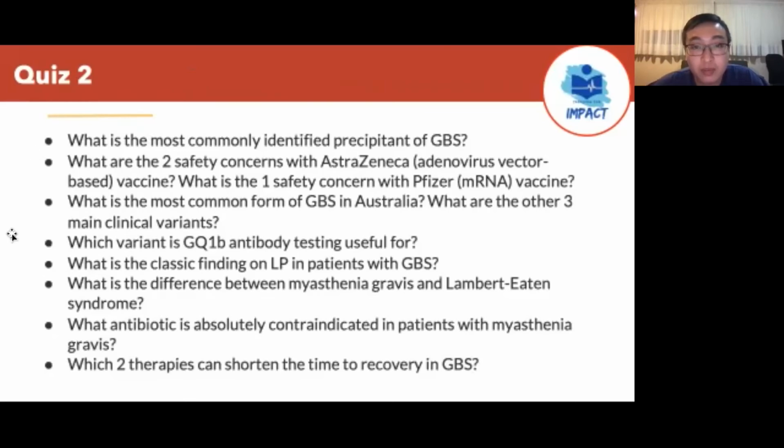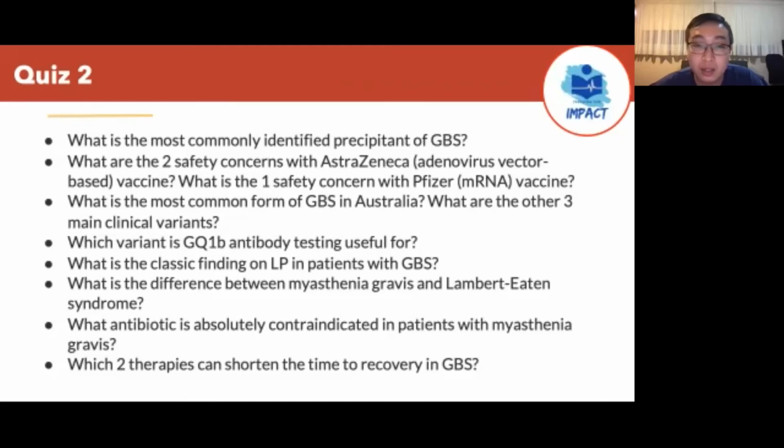Most commonly, so a couple of learning points there. So the most commonly identified precipitant of GBS is a viral infection, usually Campylobacter jejuni, but can be precipitated by EBV, which we think was the case in this patient. Just as an aside, 2 safety concerns with AstraZeneca are the VIPIT, so vaccine-induced immune thrombocytopenia, and Guillain-Barré syndrome as well. And the main safety concern with Pfizer that has been identified at the moment is risk of myocarditis and pericarditis. The most common form of GBS in Australia is AIDP.